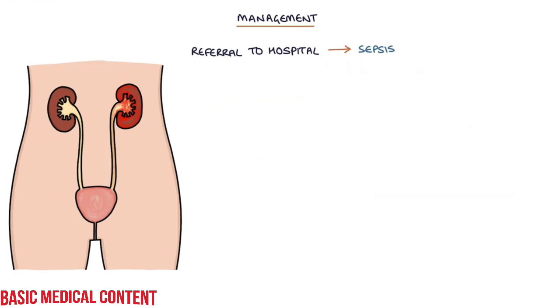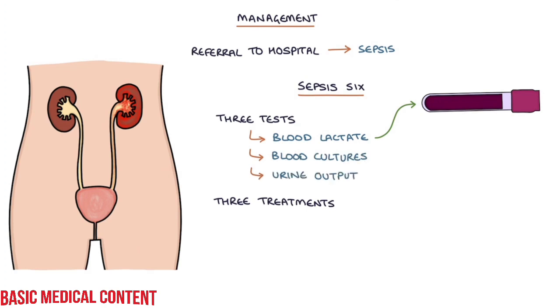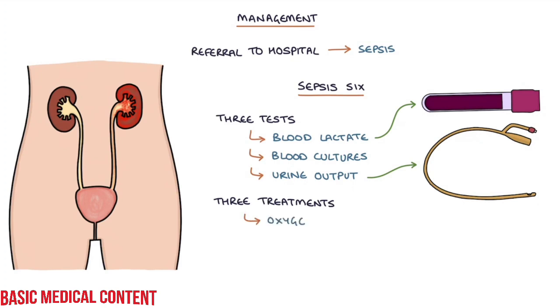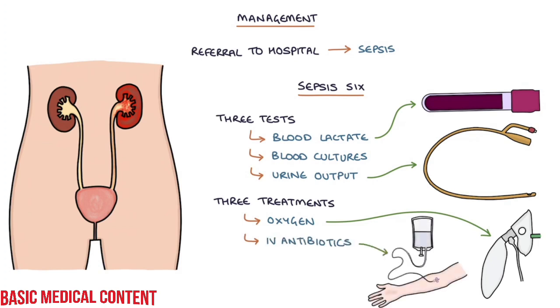Patients admitted to hospital with sepsis require the Sepsis 6, which includes 3 tests and 3 treatments. The 3 tests with the Sepsis 6 are the blood lactate level, blood cultures, and urine output monitoring. And the 3 treatments are oxygen to maintain the oxygen saturations of 94 to 98%, or 88 to 92% in COPD, empirical broad-spectrum IV antibiotics according to local guidelines, and IV fluids.